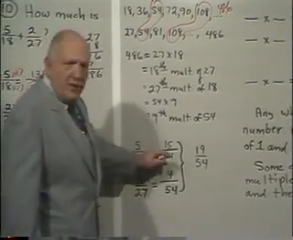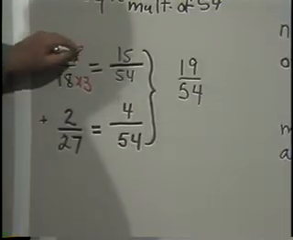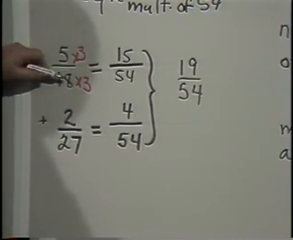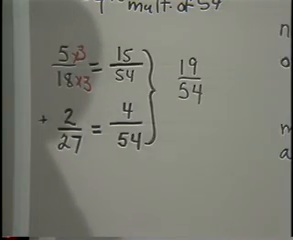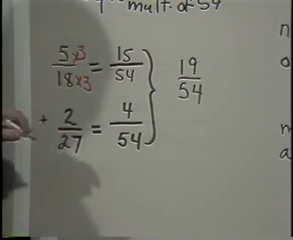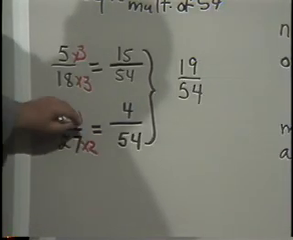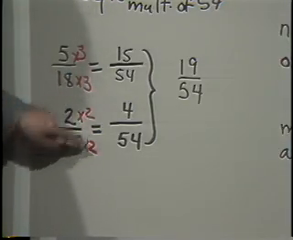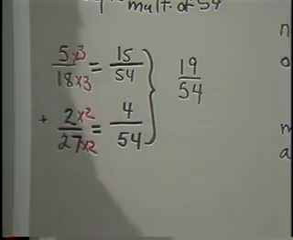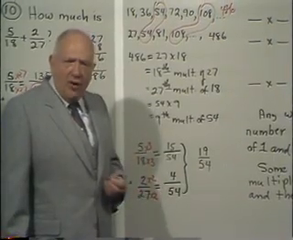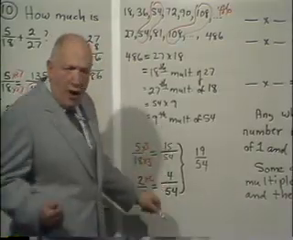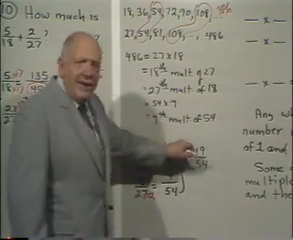See, does 18 go into 54? Sure, 3 times. Multiply downstairs by 3, multiply upstairs by 3. 5 times 3 is 15. So at a rate of 5 out of 18, I'm taking 15 out of every 54. Does 27 go into 54? Sure, 2 times. Multiply downstairs by 2, have to multiply upstairs by 2. 2 times 2 is 4. So at a rate of 2 out of 27, I'm taking 4 out of every 54. And do you hear how this sounds like whole numbers? 4 out of 54. 4 is a whole number, 54 is a whole number. How many have I taken all together? 15 out of 54 plus 4 more out of 54 gives me what? 19 out of 54.